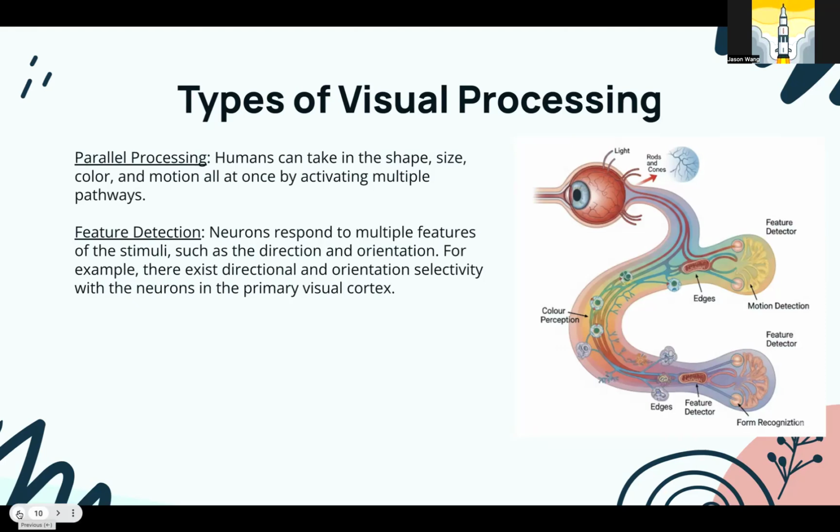Now, something else that we possess is called feature detection. This is when neurons respond to multiple features of a stimulus. That means that there are specific neurons that are responsible for detecting certain edges, and that helps us build that form. It allows us to recognize what object we're looking at. Okay, so feature detection. Think about the features of the image that we're looking at: edges, shapes, corners.